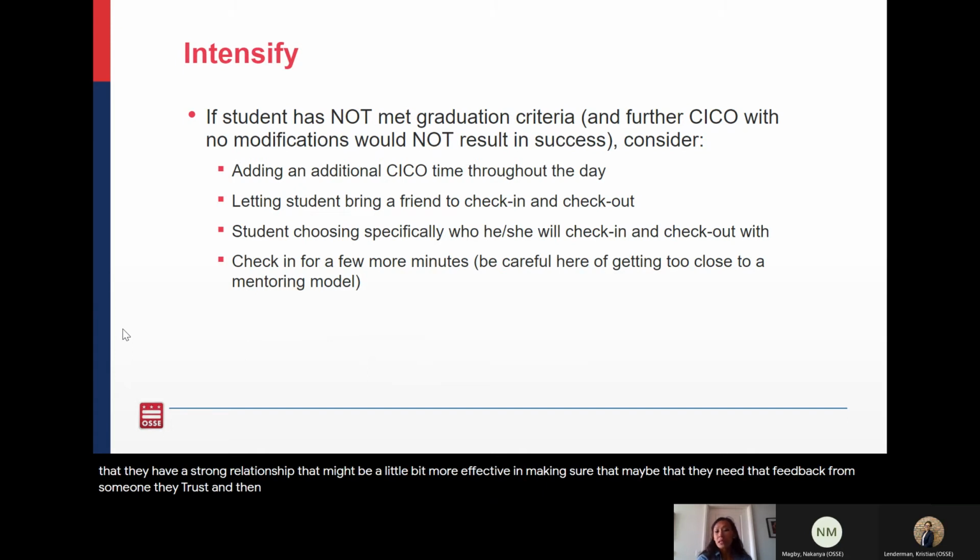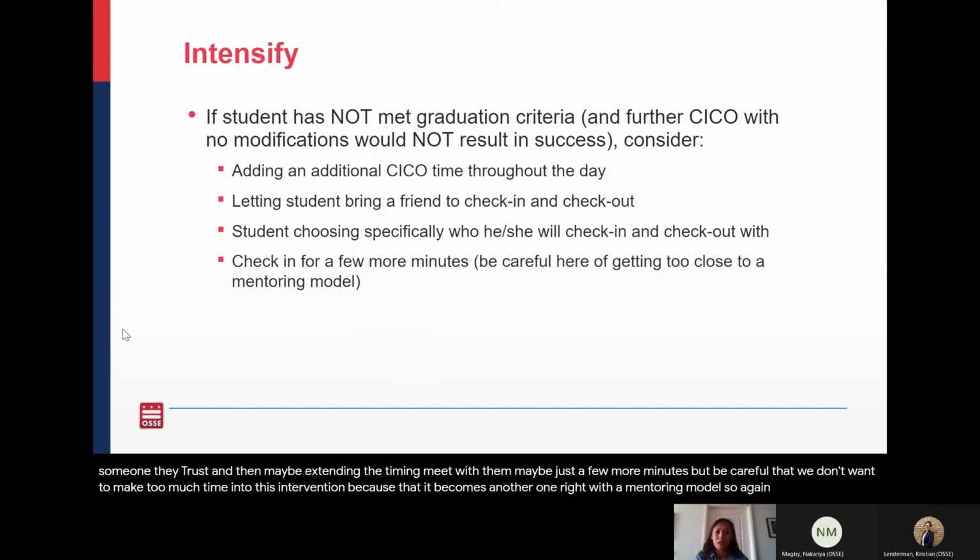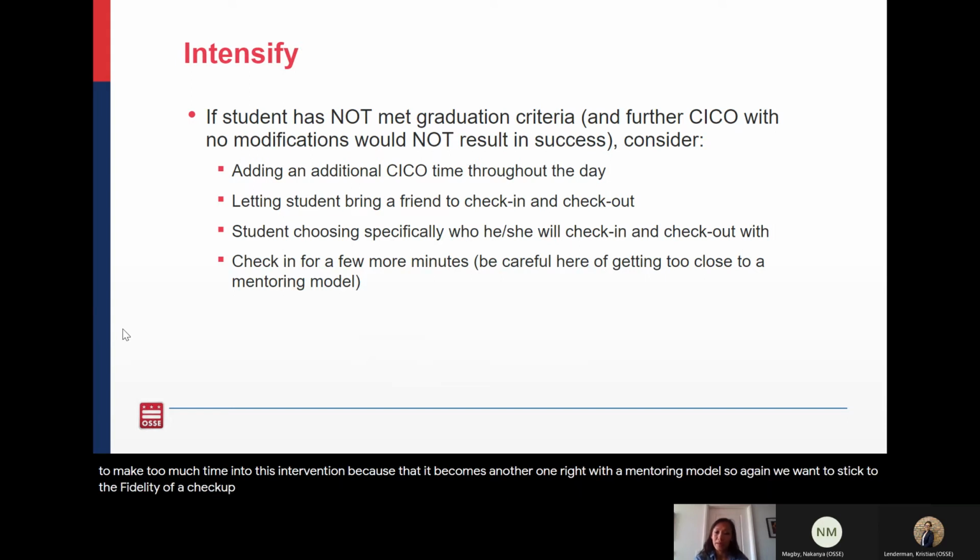And then maybe extending the time you meet with them, maybe just a few more minutes, but be careful. We don't want to put too much time into this intervention, because then it becomes another one, right? Like a mentoring model. So again, we want to stick to the fidelity of a quick check in, check out, maybe extending for a few more minutes if needed.